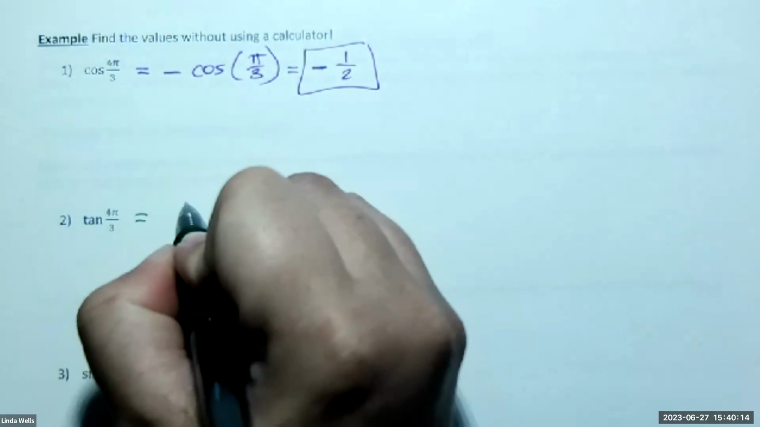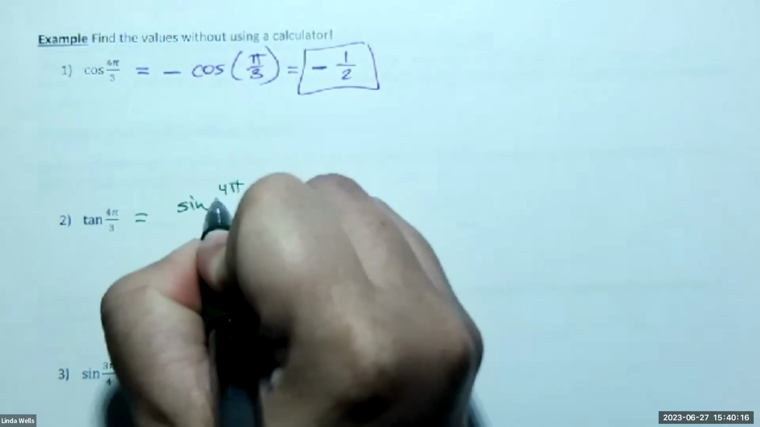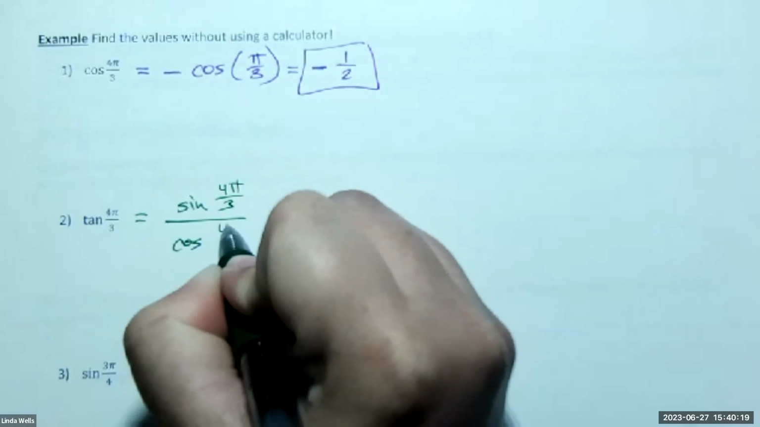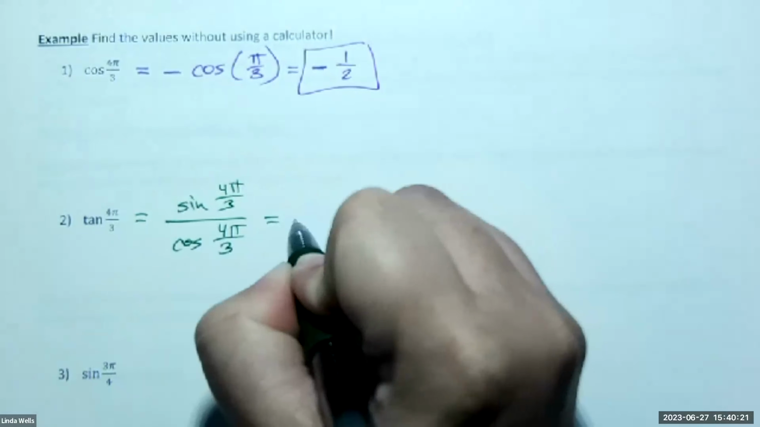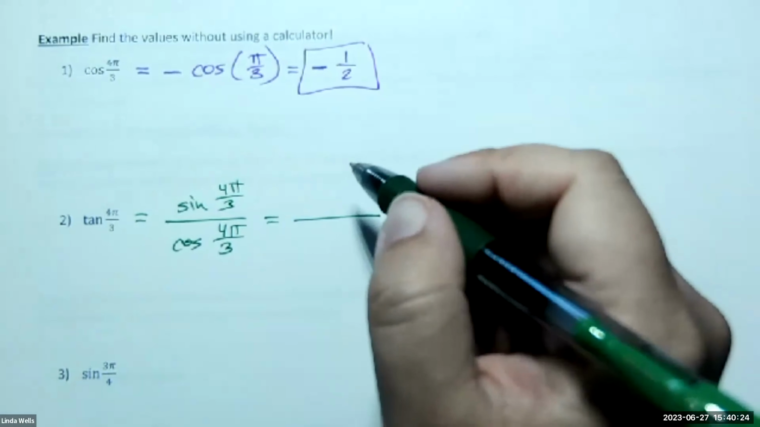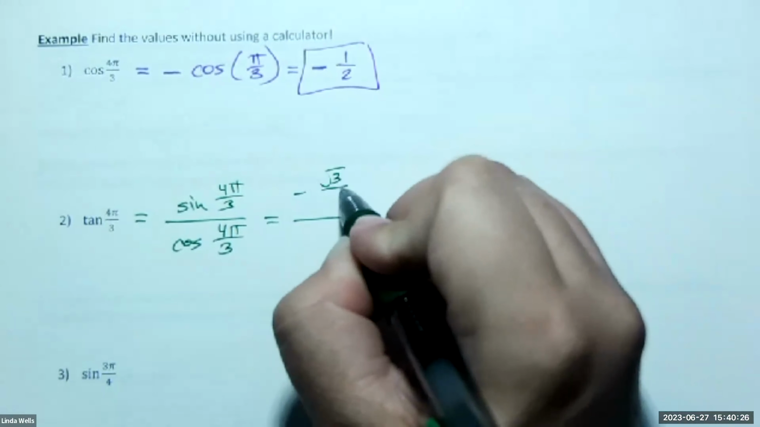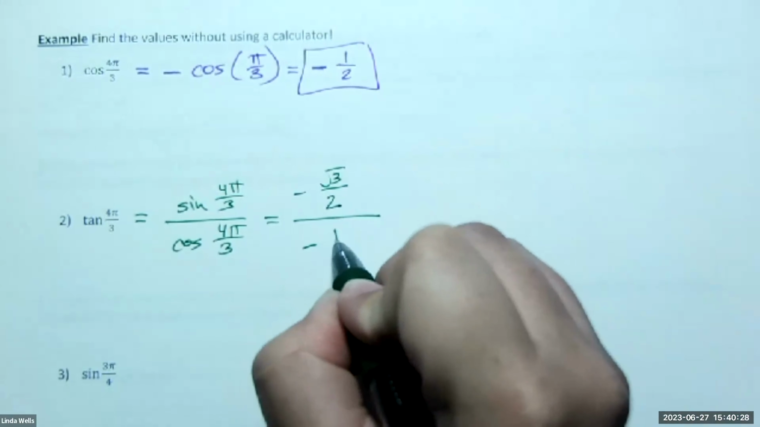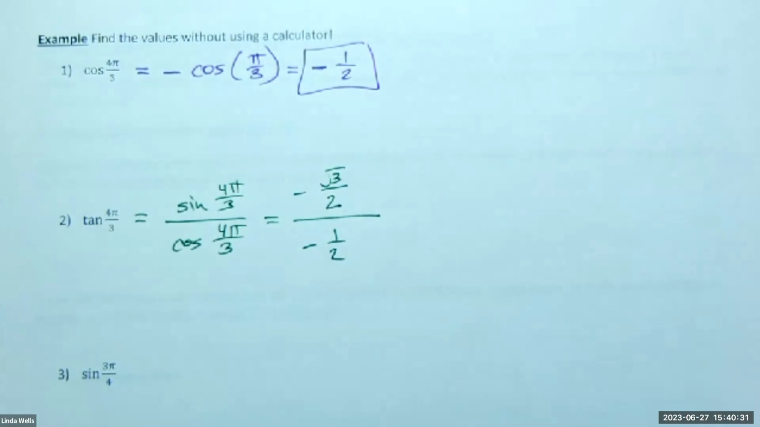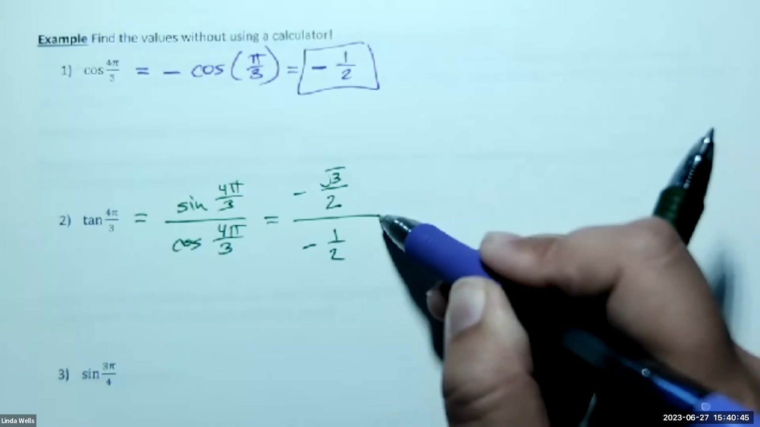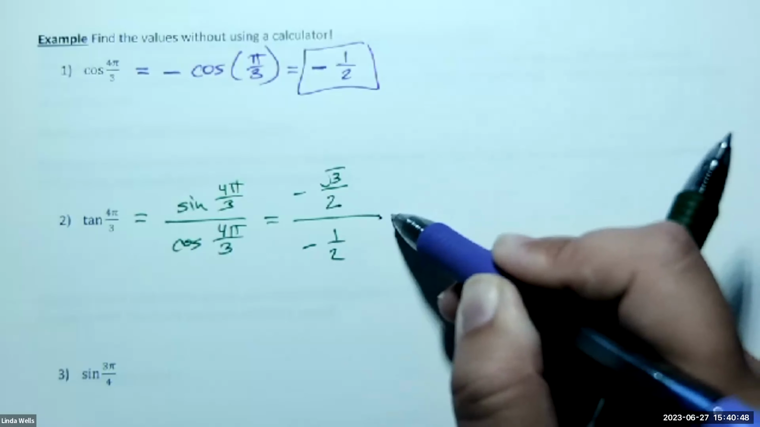Or this is sine of 4 pi over 3 divided by cosine of 4 pi over 3. Sine of 4 pi over 3 we already found: negative square root of 3 over 2. Cosine was negative 1 over 2. Can you simplify that? What can you do? There's different ways to attack it. What does this line literally mean? To divide. So how do you divide fractions?